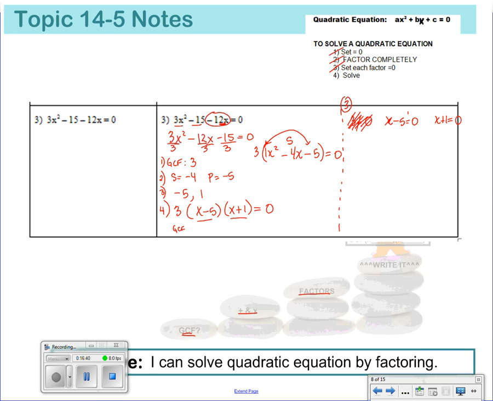So now we're going to solve for x with the x minus 5. I want the x by itself. I need to do the opposite of minus 5, so that's plus 5. We'll add 5 to both sides. This gives us x is equal to 5.